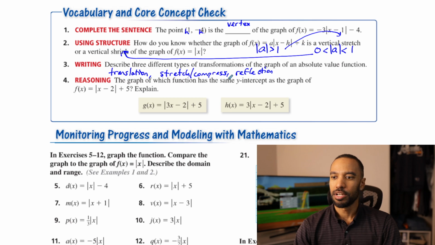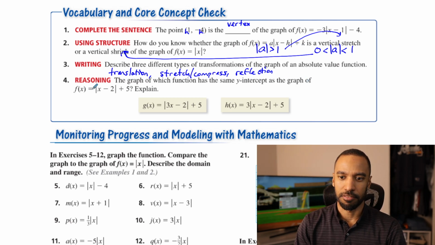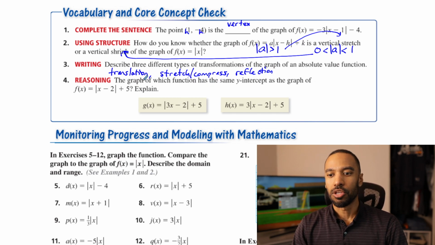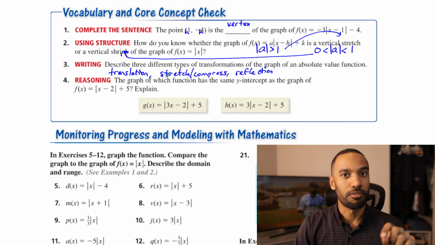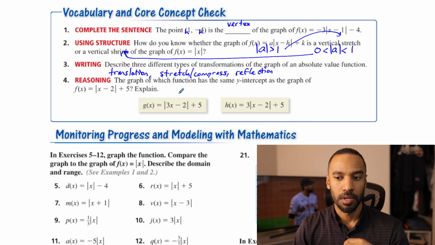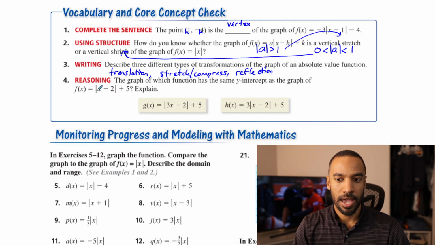The graph of which function has the same y-intercept as the graph of f of x equals the absolute value of x minus 2, plus 5? Explain. Now, you want to be careful here. We're not looking for vertex. We're looking for y-intercept. That's the value of y when x equals 0. So the question is, what's the y-intercept here?